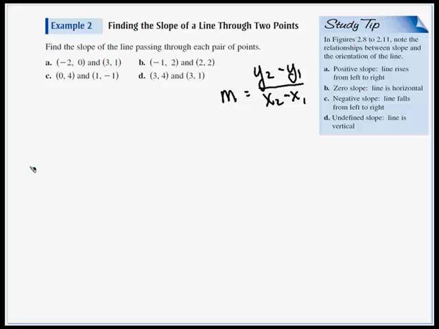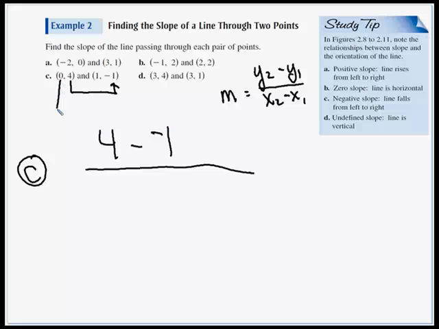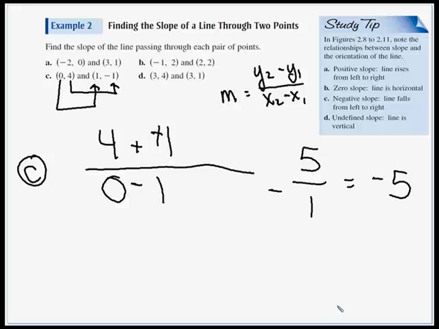Letter C. Numerator, subtract the y's. 4 minus negative 1 divided by 0 minus 1. Here we add the opposite. So our numerator is a 5. Denominator is negative 1. And you could leave it like that. Slope is good as a fraction, so we can recognize the rise and the run. But if you do write it as negative 5, there's no harm in that. I would accept that answer on a test or a quiz.